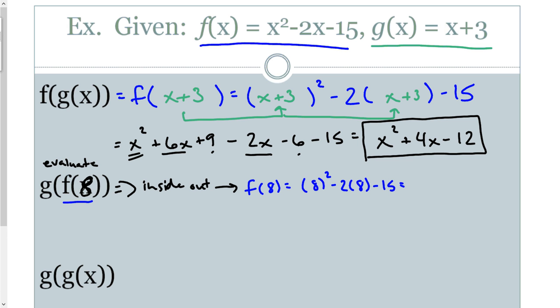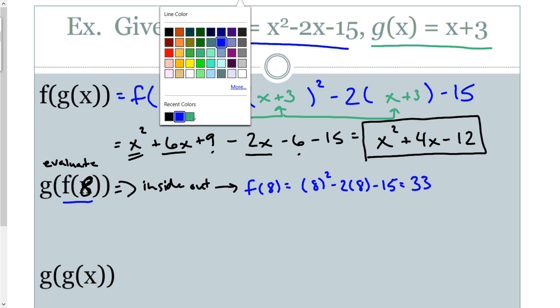If you want to get a calculator for this, get a calculator. I'm getting a calculator for this. 8 raised to the second is 64. 64 minus 2 times 8 is 48. 48 minus 15 gives us 33. So the value of the function f when its input is 8 is 33.